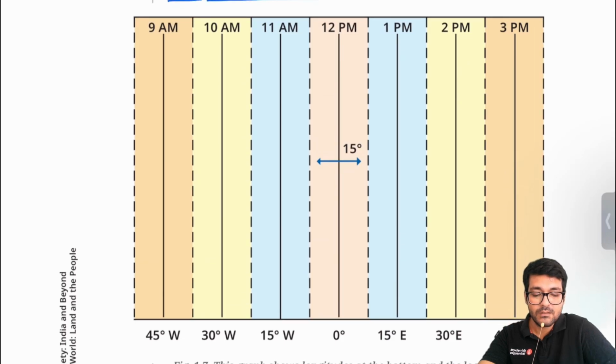You can see 0 degrees, 15 degrees east, 30 degrees east, 45 degrees east, 15 degrees west, 30 degrees west, 45 degrees west longitudes. Each color is a zone of 15 degrees. Local time for these longitudes: 12 pm, 1 pm, 2 pm, 3 pm, 11 am, 10 am, 9 am.